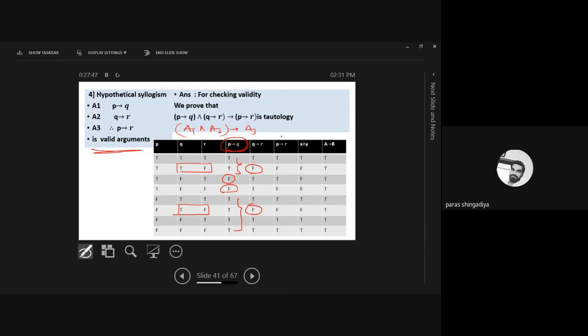And now the third one, let us predict the A3 answer. A3 means P to R. P conditional to the R. So compare the P and R columns. In the second row, that is a TF case. Fourth row, that is also a TF case. So it will be F here, and rest of all the entries will be T.